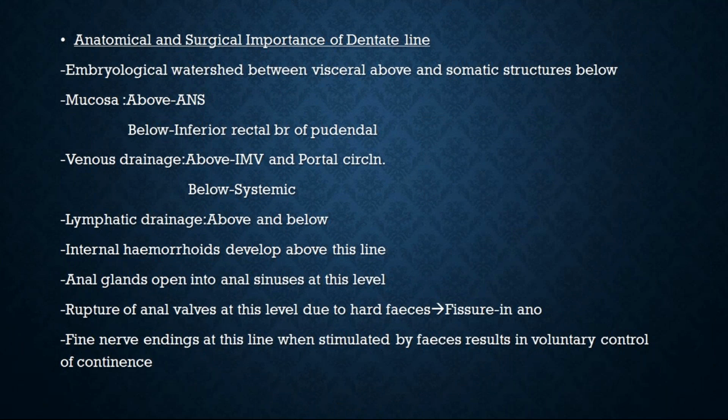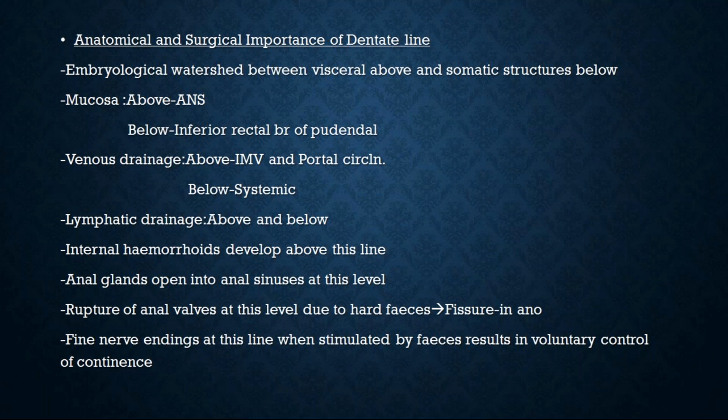Now, this is a very important question. This may be asked to you all: anatomical and surgical importance of the dentate line. The dentate line forms the embryological watershed between the visceral structures above and the somatic structures below. The nerve supply: mucosa above the dentate line is supplied by the autonomic nervous system, and below by the inferior rectal branch of the pudendal nerve.